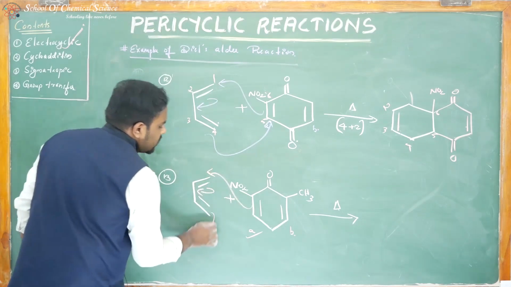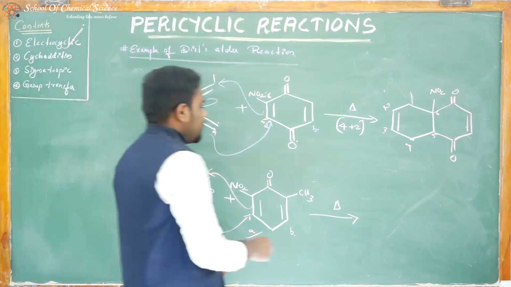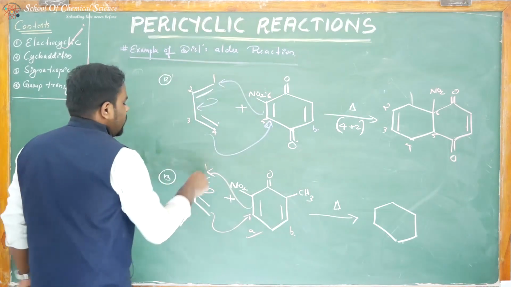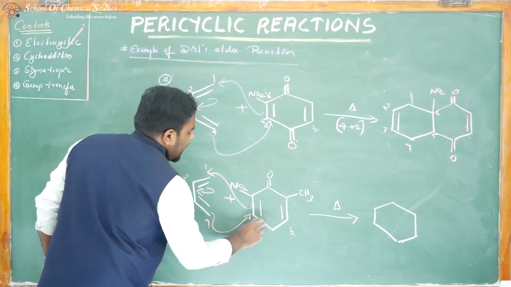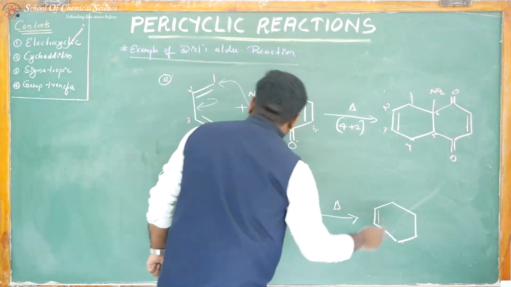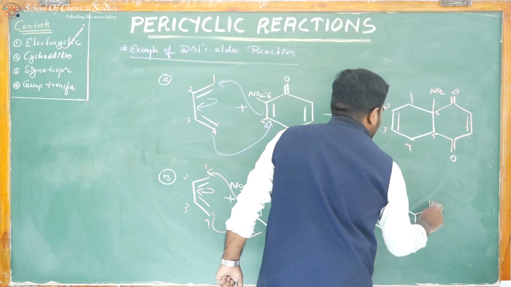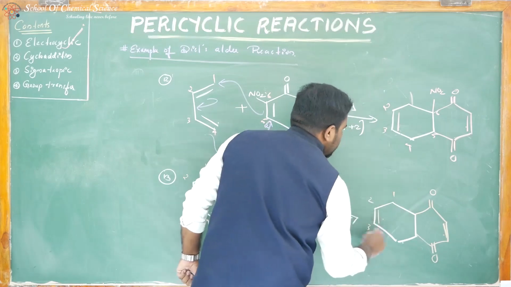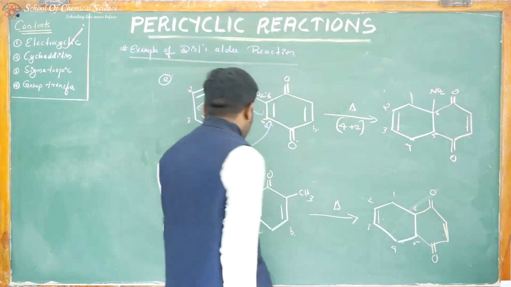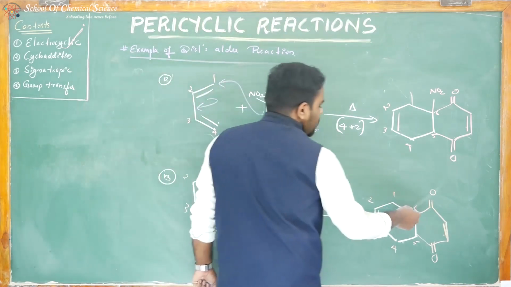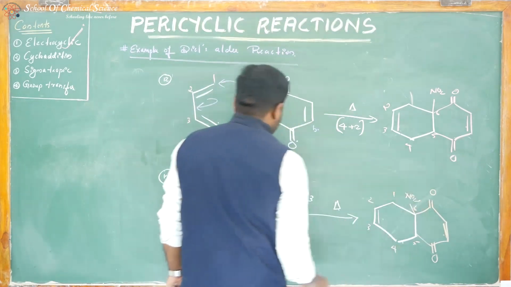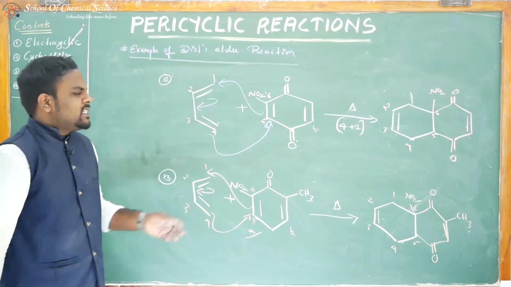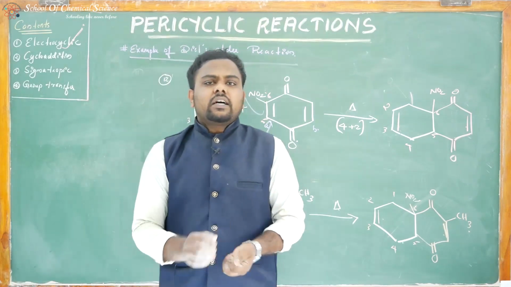So this will attack here, this will move towards here. A six-membered ring is formed. You can give a number, this is 1, 2, 3, 4, 5, 6. Between 2 and 3 a pi bond is formed. Between 6 and 5 the remaining portion of quinone is there. At carbon number 6 an NO2 is present. Here a CH3 is also present. So that's the product. So these are some simple examples of Diels-Alder reaction.